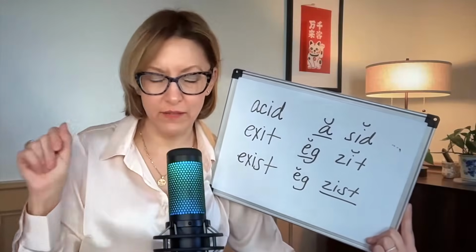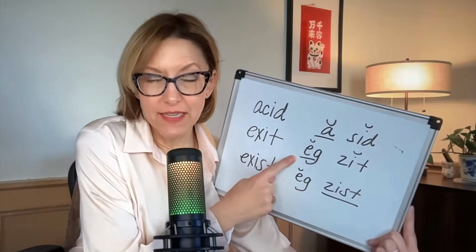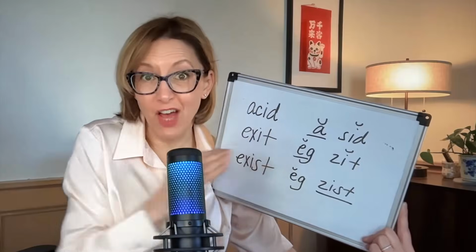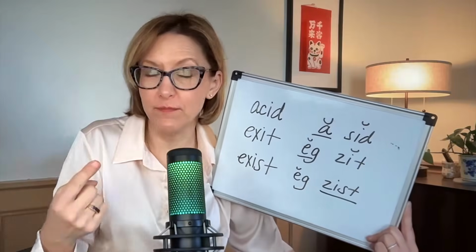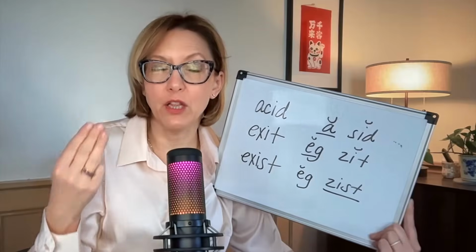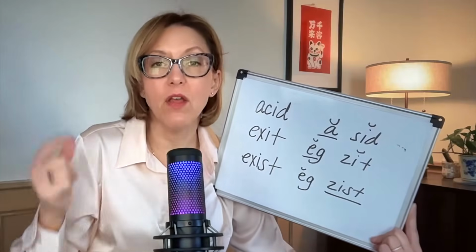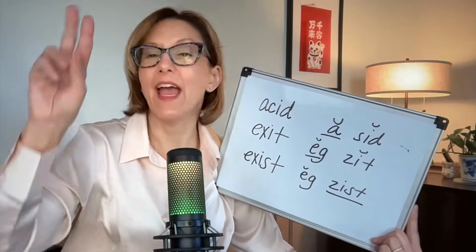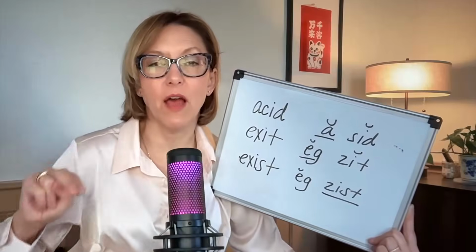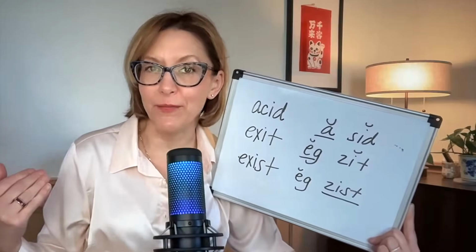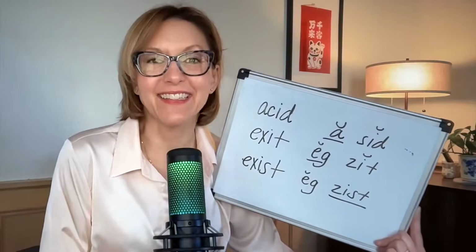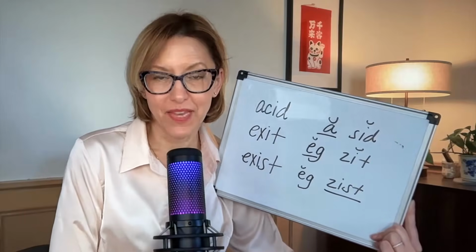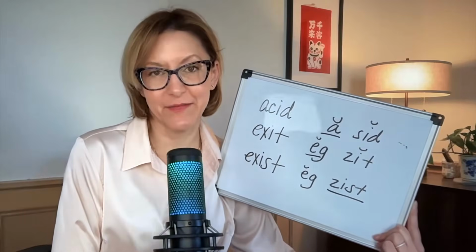Let's talk about stress quickly. Stress is louder, longer vowel and higher in pitch. You must have unstressed, which is softer, shorter vowel and lower in pitch. So think about making your stress syllable longer for sure with that vowel and really focusing on shortening that vowel in the unstressed syllable. That will really help you. Okay, one more time. Acid, acid, acid, exit, exit, exit, exist, exist, exist.